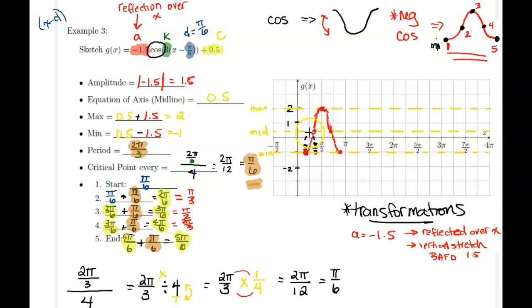Okay, which makes sense, right? We've been reflected over the x-axis, which is a vertical reflection, right? Because we're reflecting this way, right? And a vertical stretch up.